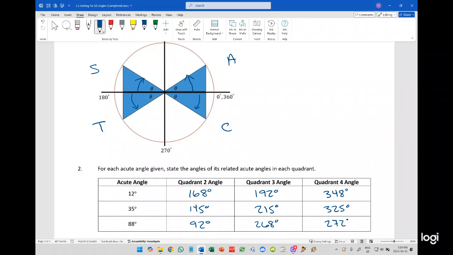Okay, so given any acute angle, you should be able to find the 3 related angles. And it's basically just taking that angle and adding it or subtracting it to 180 or 360. And then, yeah, you're done from there.